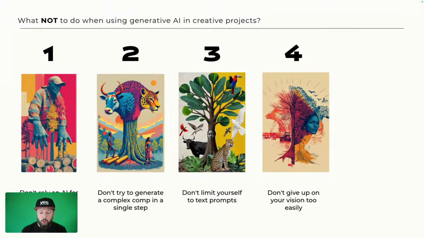Also important, don't give up on your vision too easily. And this can happen especially when AI comes up with some really cool stuff. Like you generate images and some of them turn out really cool, but they're completely different from what you imagined. It's very easy to be led by the AI astray and go in different directions than you originally imagined.